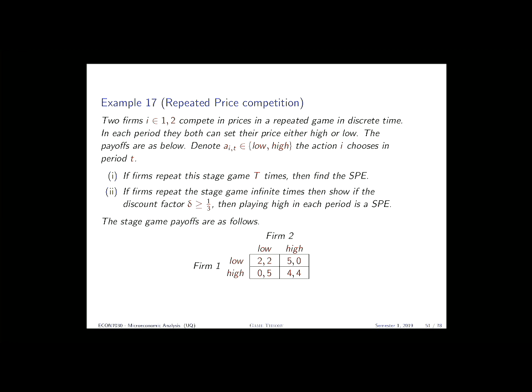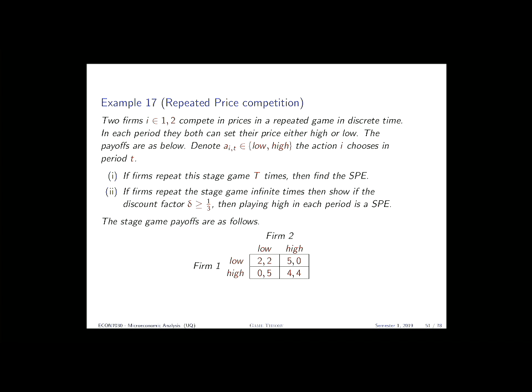Suppose there are two firms. This is a very famous example for repeated games. That is price competition. Suppose there are two firms competing in prices in a repeated game in discrete time. Discrete time meaning that, for instance, every day is discrete. Today, tomorrow, every week is discrete. This is how it works. Continuous time is very complicated and not realistic.